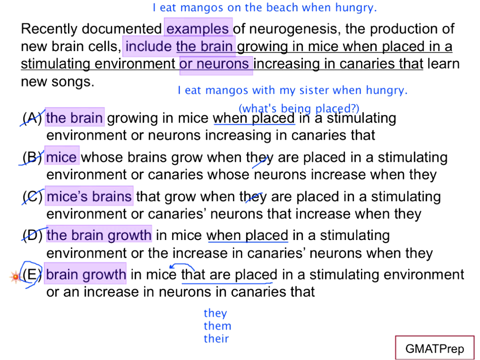Okay, so one of the things that we didn't use on this one was parallelism. The sentence does require parallelism. It's got this word or right here. And so what are the two things that need to be parallel in this sentence with or?